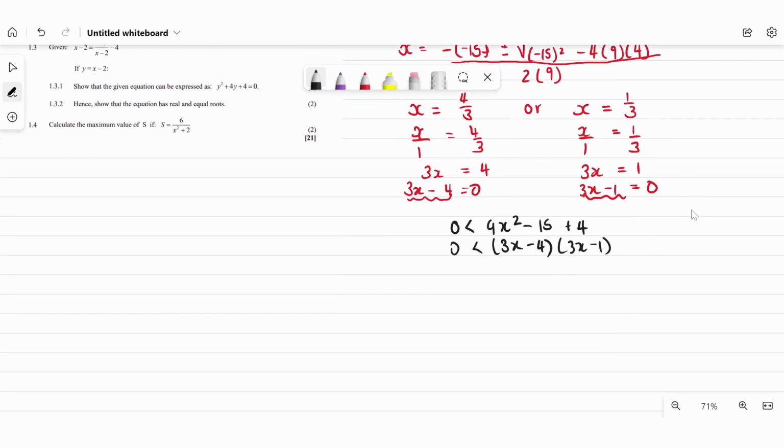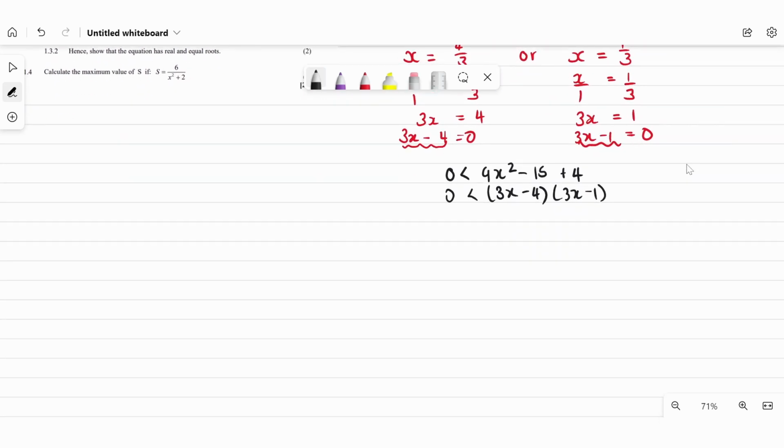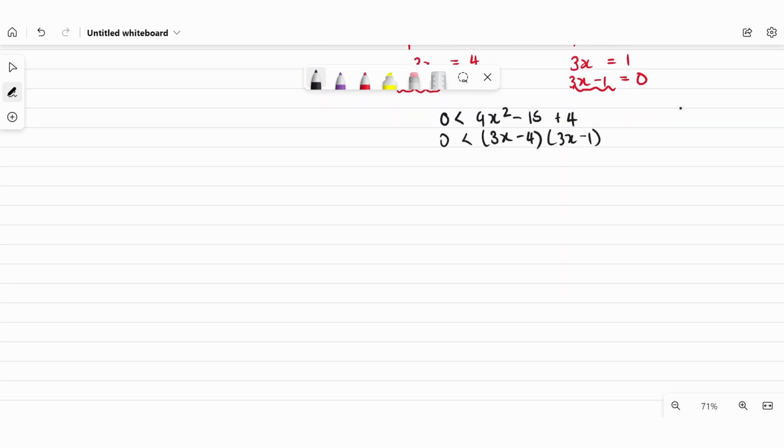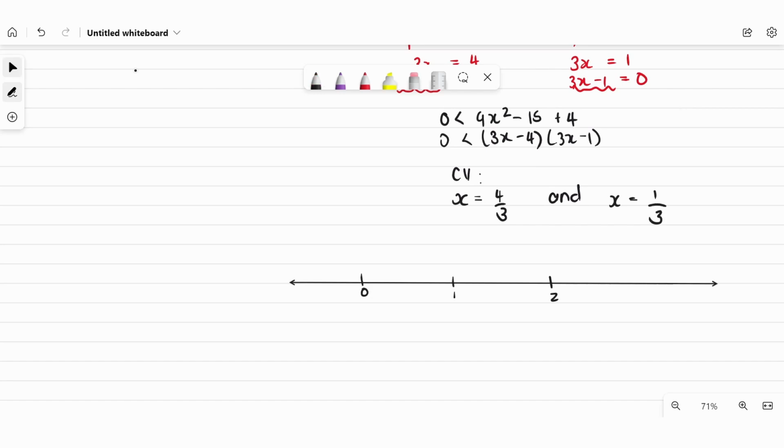Now, since we have our 2 brackets, the reason why we needed to factorize is because we need to find the critical values. So our critical values are what? x is equals to 4 over 3 and x is equals to 1 over 3. After finding the critical values, we need to draw a number line. If you change this into decimal places, this is the same as 1,33, and this is the same as 0,33.